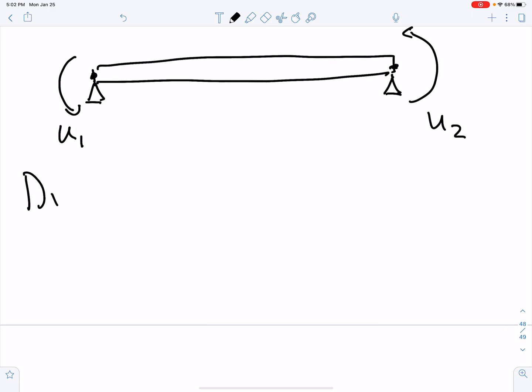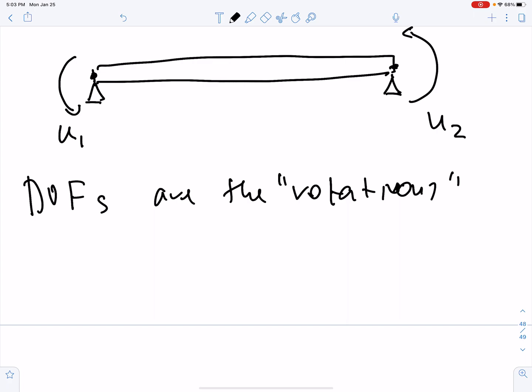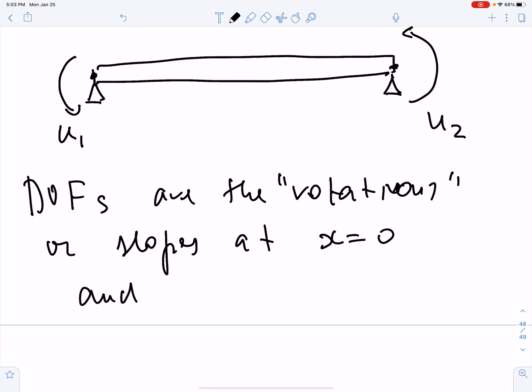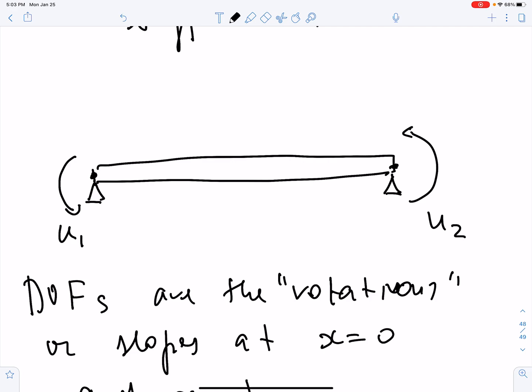So the DOFs of interest, degrees of freedom, are the rotations or slopes at x equals 0 and x equals L. And what these slopes are going to do, they're going to deform the beam, and will create moments at these locations. So it will generate M1 and moments M2.